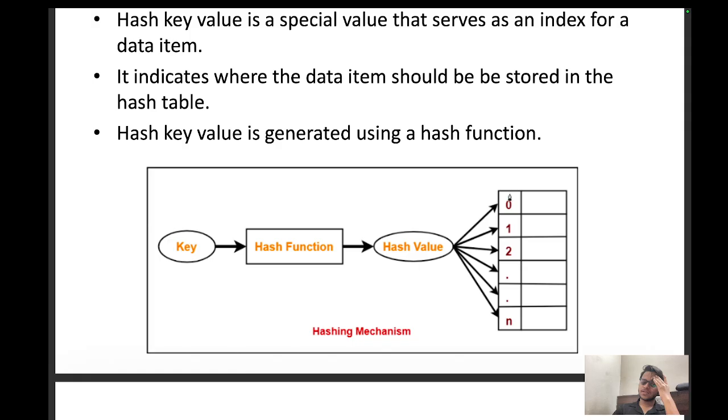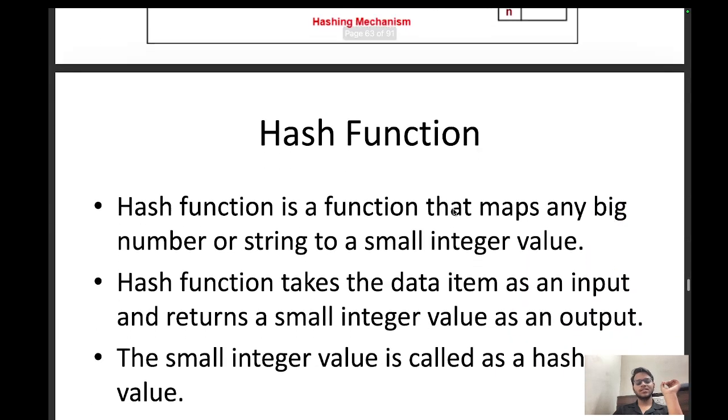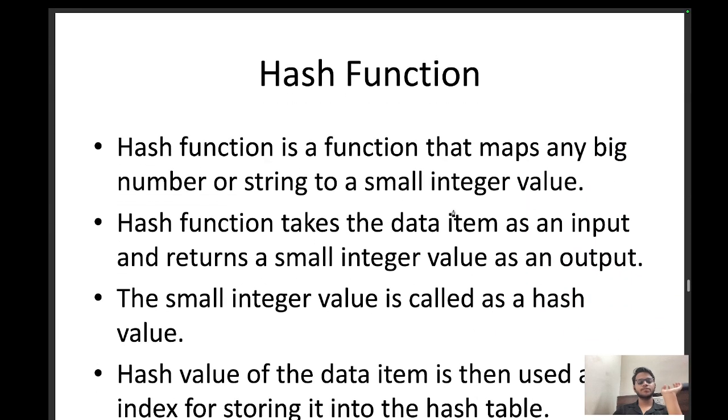Hash values are those values which you will get from the question, and you just have to make an array like 0, 1, 2, 3, 4, starting from 0 and going up to the number given in the question. And for the hash function, you will always get the hash function in the question. You don't have to worry about that. And this is the easiest thing you will get in this unit.